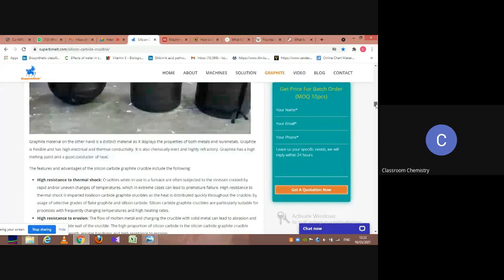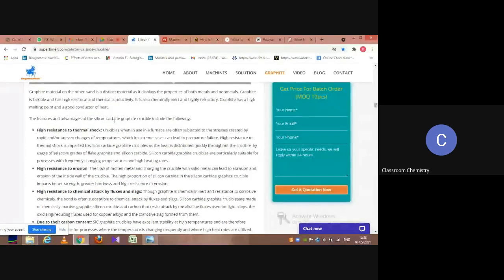So these are some properties in detail. High resistance to thermal shock. हे जास्त डिटेल द्यायची गरज नाहीये, त्याच्यावर तुम्हाला लक्षात येईल. जरी टेम्परेचर जास्त असेल तर त्याला काही होत नाही थोडक्यात. Then high resistance to erosion, गंजत नाहीये मटेरियल. So the flow of molten metals and charging the crucible with solid metal can lead to abrasion and erosion of the inside wall of the crucible. But this thing doesn't happen with this type of crucible.